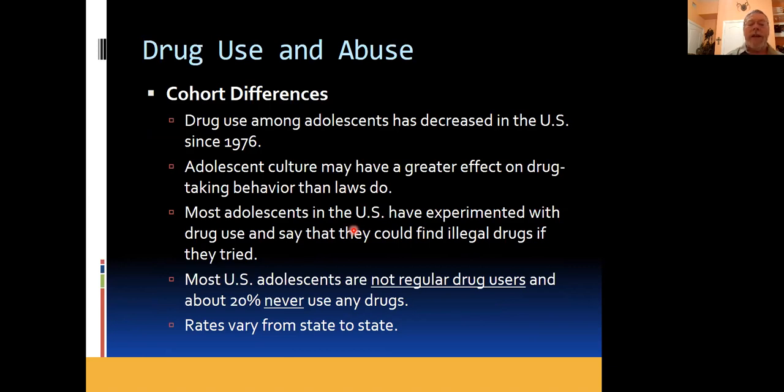Adolescent culture may actually have greater effect on whether adolescents use drugs than laws do. Most adolescents in the U.S. have experience with drug use at some point, and say that they could get access to illegal drugs if they wanted to. However, most adolescents in the U.S. are not regular daily drug users, and about 20% of them actually never use any drugs. Rates also vary from one state to another.